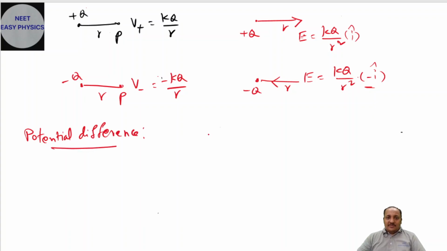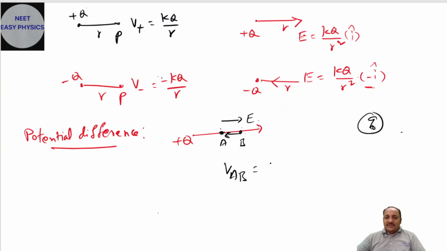So what does potential difference mean? If you take a positive charge plus Q, its electric field is directed away from it. The amount of work done to bring a unit positive test charge from B to A, against the direction of the electric field, is what we call potential difference. Electric field is always away for a positive charge, so you have to do some amount of work. This difference is what we write as potential difference.